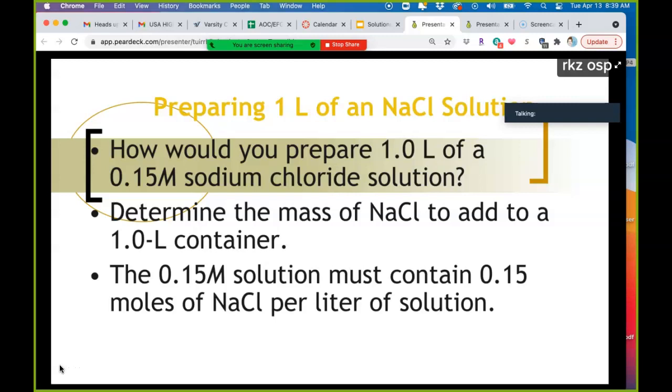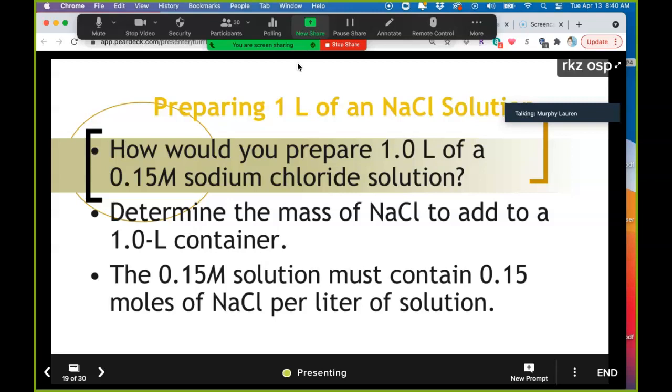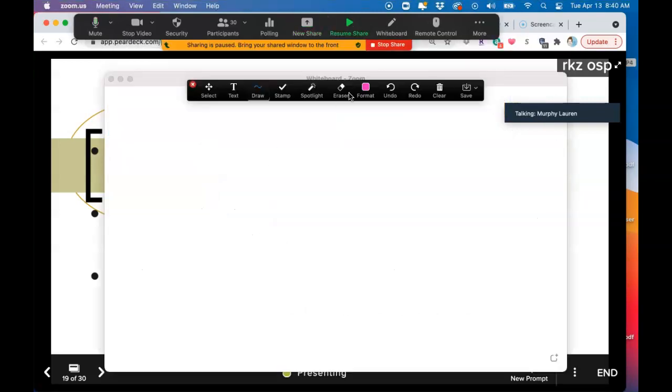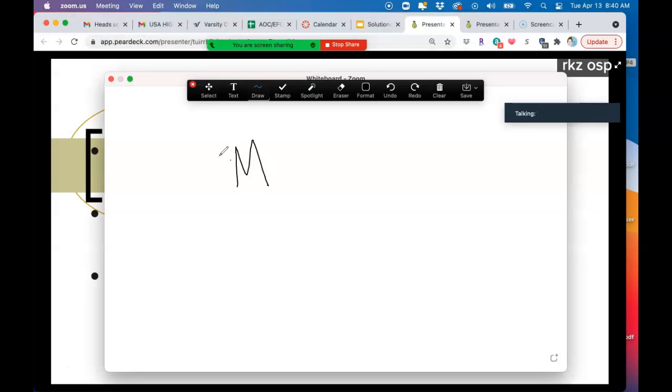So we're going to do some memory refreshing on this chapter. Like, what does molarity mean? So let's just rewrite out the equation. Big M means molarity, which is also called concentration. They mean the same thing in this chapter.